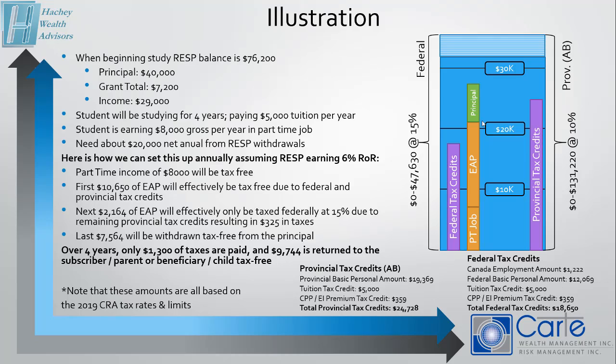And not only that, but also $9,744 is returned to the subscriber or parent or beneficiary or whoever, between the two, tax free. So that's a good example of how, with effective planning, we can configure the EAPs in such a way that they will minimize and in many cases actually eliminate any taxes that are paid.